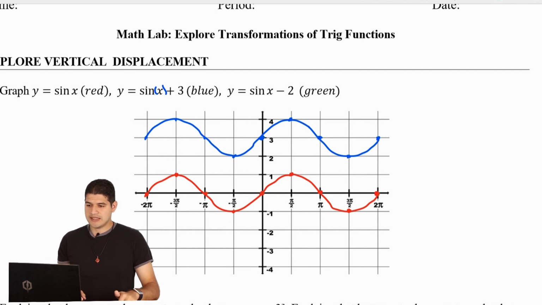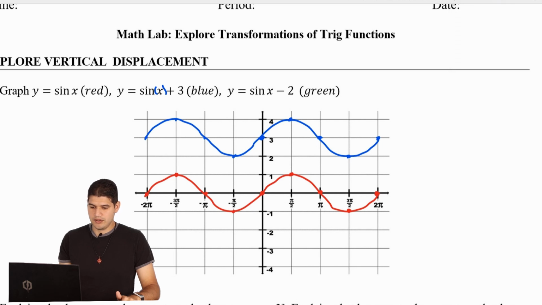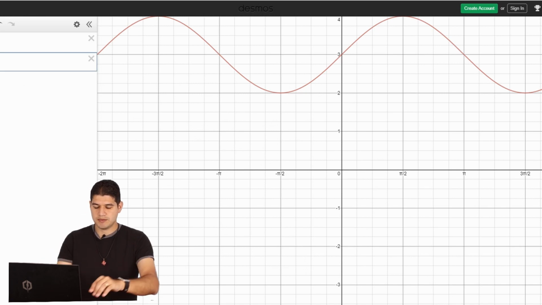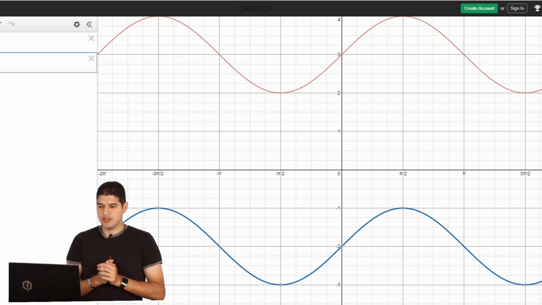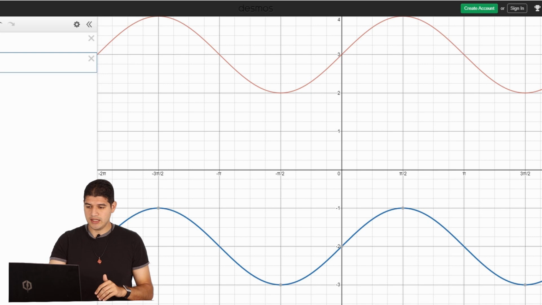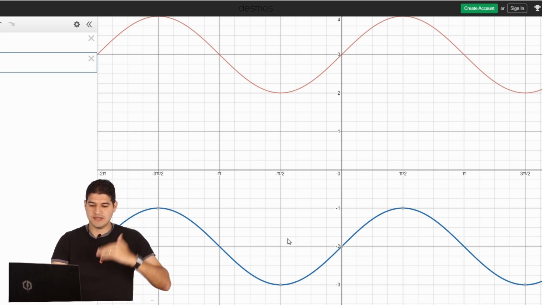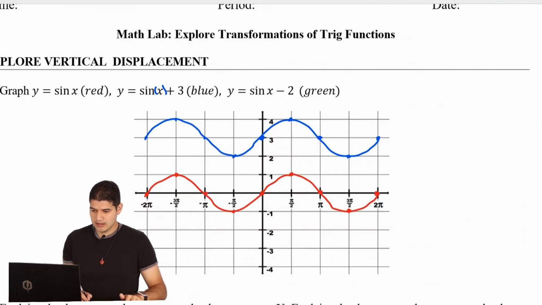Now I'm going to want to do sine of x minus 2 in green. There we go. And back to Desmos. I'm going to leave sine of x plus 3 in there. So sine of x minus 2. You can see from that original function it got moved down twice. So right here, we were at 0 before, and now we're down to negative 2. So everything got shifted down by 2. So let me put that in here. Down 2, down 2, down 2.